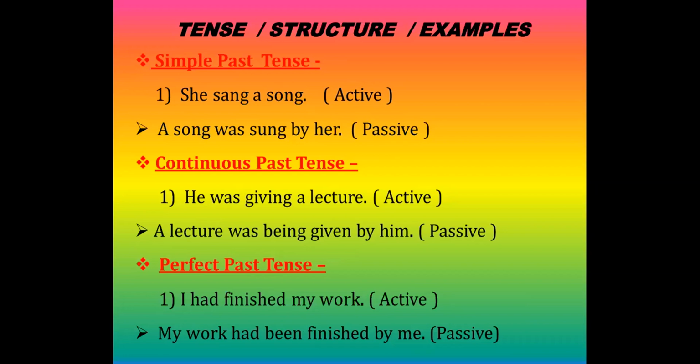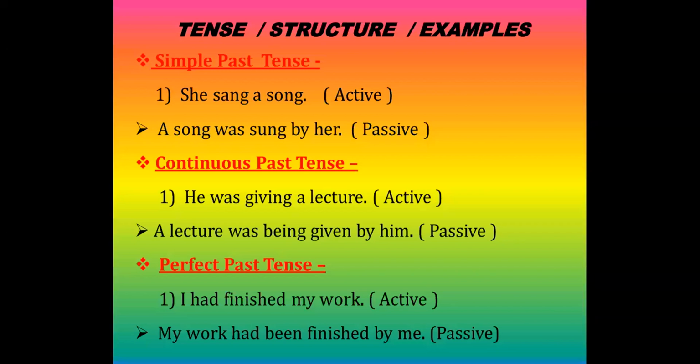Next, example of simple past tense. Now, how is a simple past tense sentence? She sang a song. So while changing into passive voice, how will the sentence become? A song was sung by her. Then the sentence in the past continuous tense: he was giving a lecture. I will change it into passive voice: a lecture was being given by him.